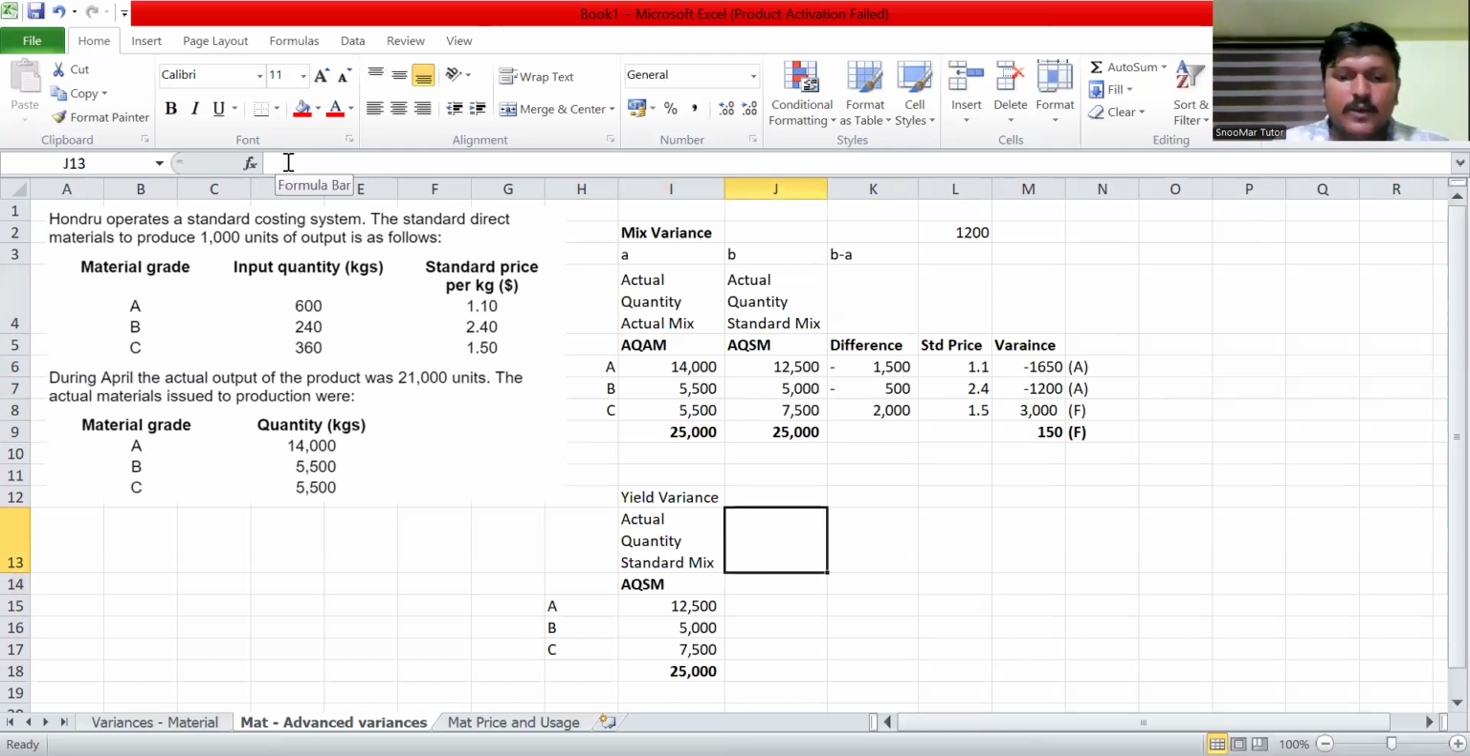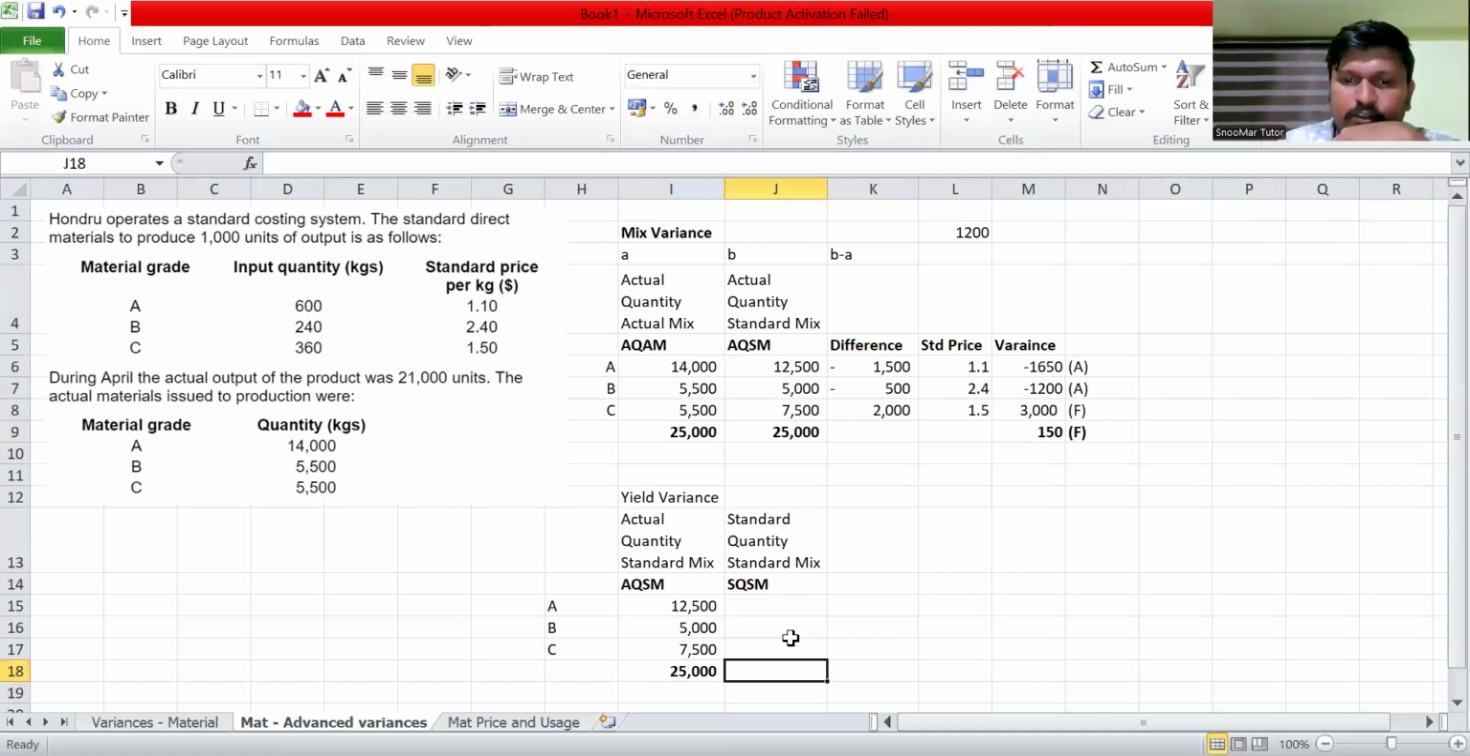Now I need to compare with what? Standard quantity, standard mix. So standard quantity, standard mix. In short, I am going for SQSM.